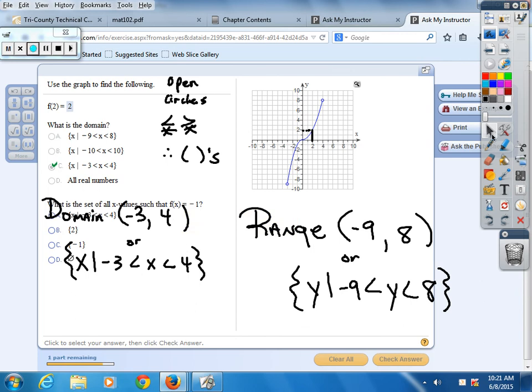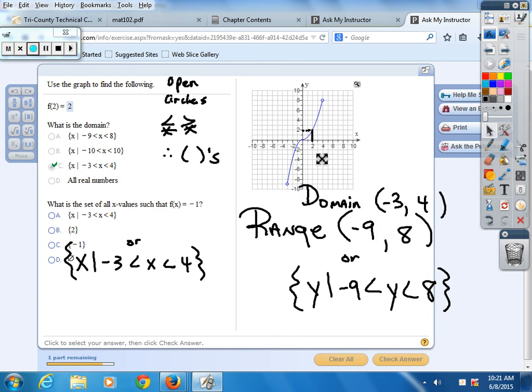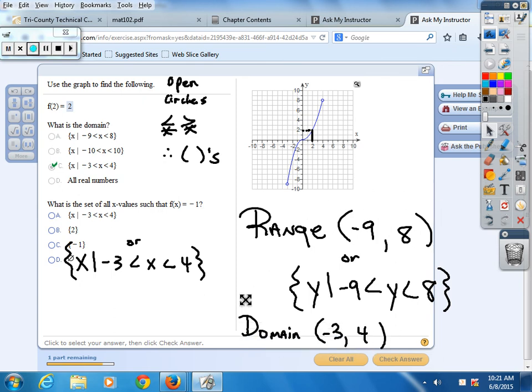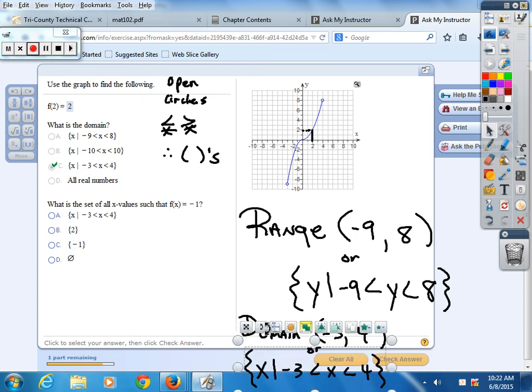Now it's going to ask you for something else. So I'm going to take my handy dandy mover and move this down, and move this down. And let's see what this says. This is probably going to ask for y, but what is the set of all numbers such that f of x is equal to -1? Well, let's take that back to pre-algebra. f of x is equal to -1. What is this? A fancy way of writing what? y. y is equal to -1.